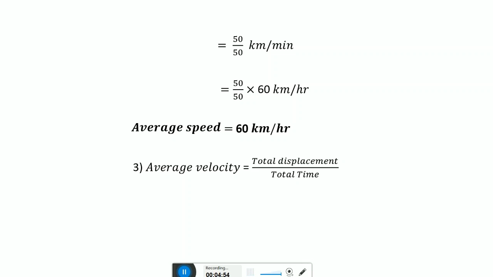Then third one is average velocity. Average velocity is defined as the ratio of total displacement by total time. But total displacement is 0. In first point, total displacement is equal to 0. So we get average velocity is equal to 0 by 50. That is equal to 0. So in this way, we have displacement, average speed, average velocity for the entire trip.